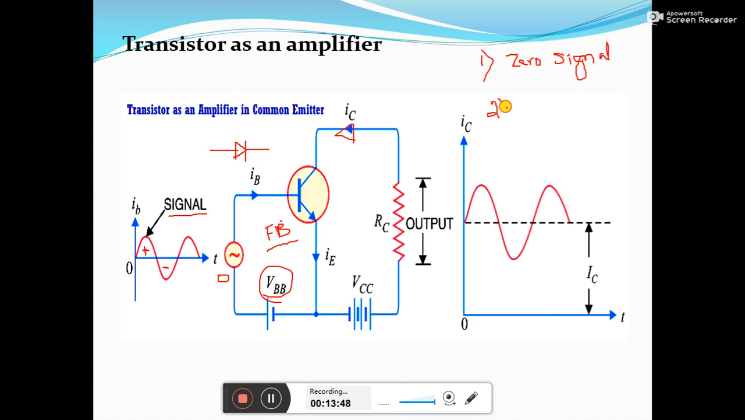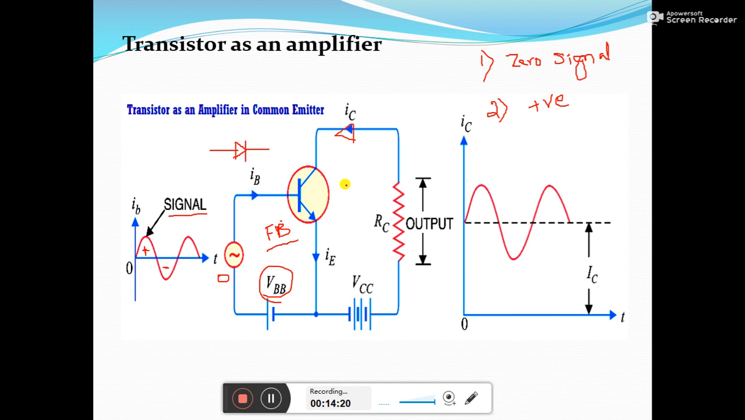Let's consider the second case. Whenever an input AC signal is applied, during the positive half cycle of the input signal, the forward bias across the diode, or across the emitter to base junction, is increased. So this increases the collector current also.